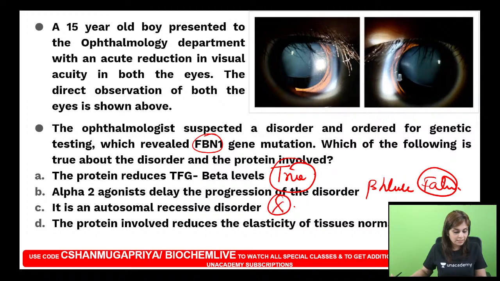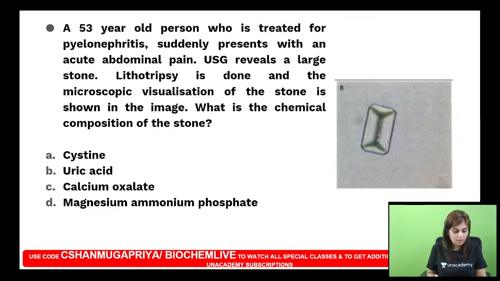Yeah, that's the reason. The next question: a 53-year-old person who is treated for pyelonephritis suddenly presents with an acute abdominal pain. The clue given to you is upper urinary tract infection. Following that, the person presents with acute abdominal pain. Ultrasound reveals a large stone. Lithotripsy is done and the microscopic visualization of the stone is shown in the image. What is the chemical composition of the stone?